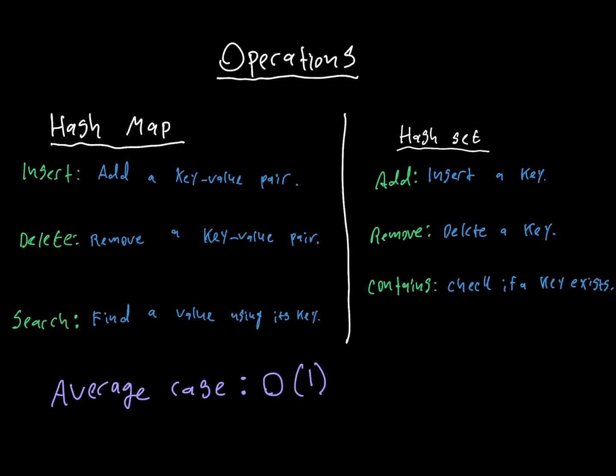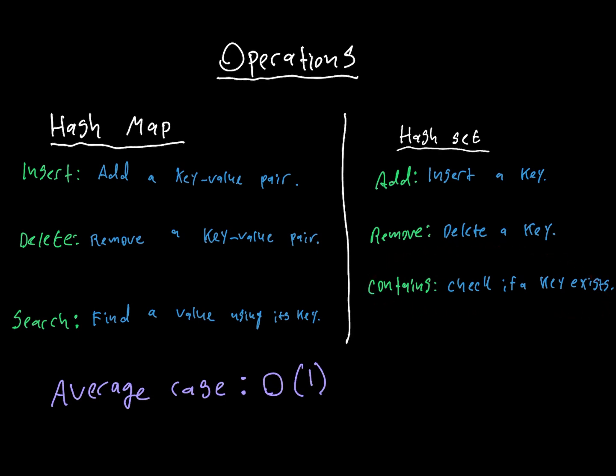Hash tables generally have three operations: insert, delete, and search. For a hash map, you would have insert to add a key value pair. The equivalent for a hash set would be inserting the key. For a hash map, deleting would be removing a key value pair, whereas the equivalent for a hash set would simply be deleting the key. For a hash map, you would have the search function to find a value using its key, whereas for the hash set, you're simply checking if a key exists.